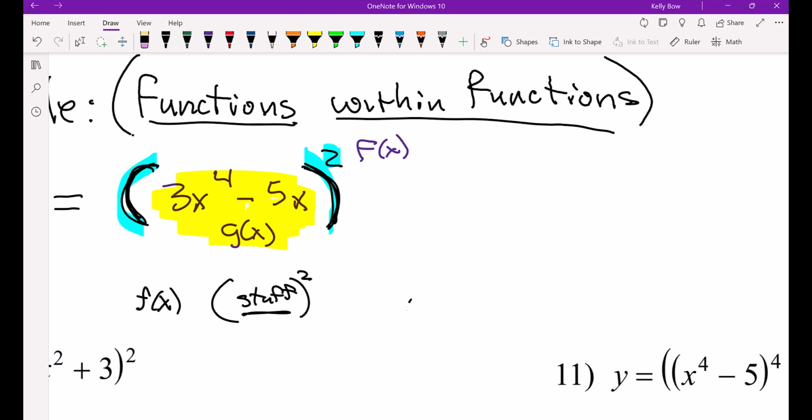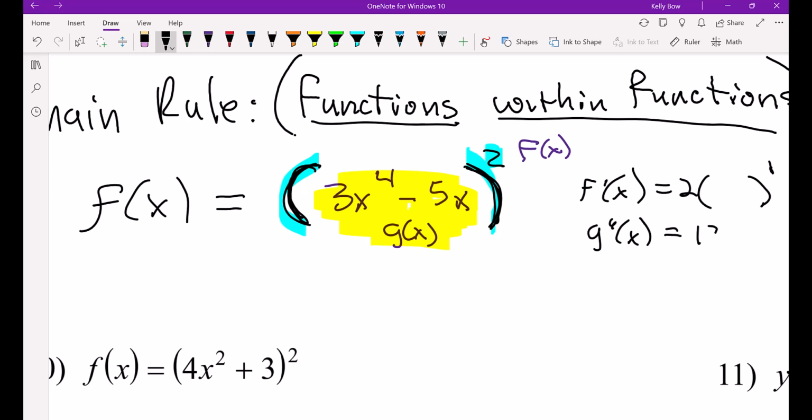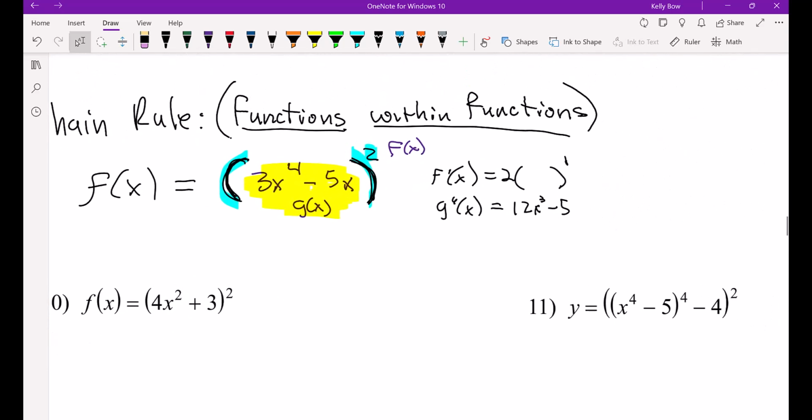And I don't know if the stuff is helpful or not, but our derivative of f is 2 times all of that stuff, and then 2 subtract 1 to the first power. The derivative of g, of the stuff, is 12x cubed minus 5. So when we do the chain rule, so this was just an example.